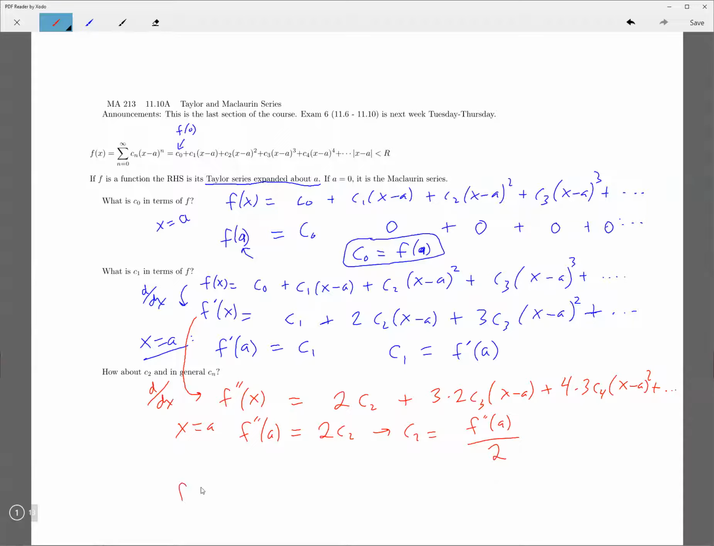And what is C3 going to be? Can you guys see the future? And see, what's C3 going to be? So let's see the pattern. F triple prime of a over 6. Yeah, that's right, it is 3 times 2.